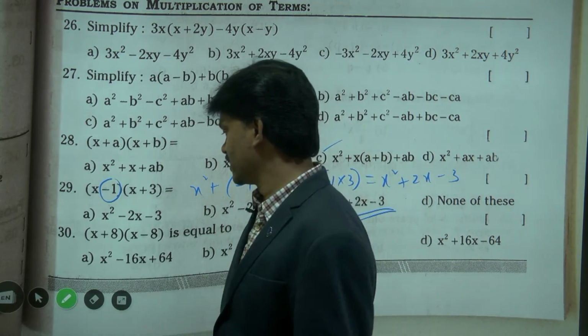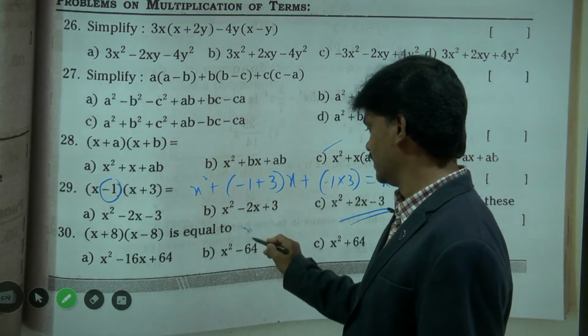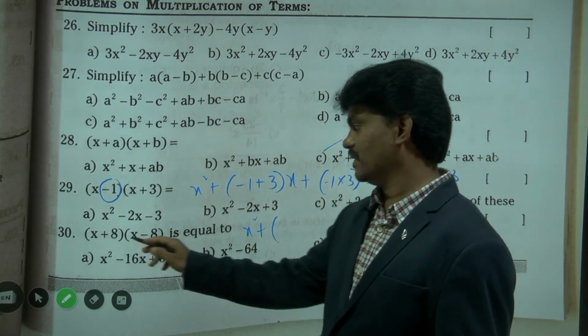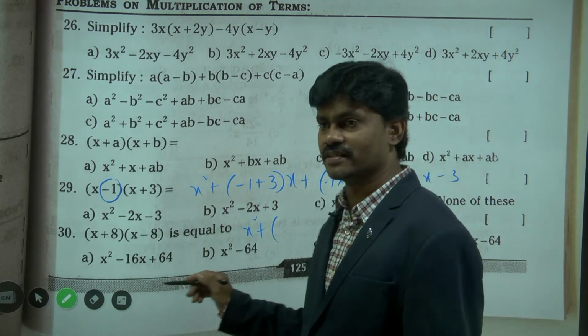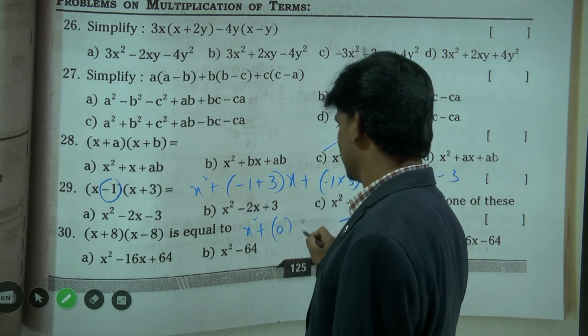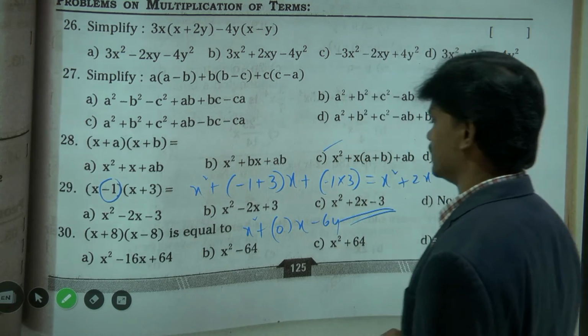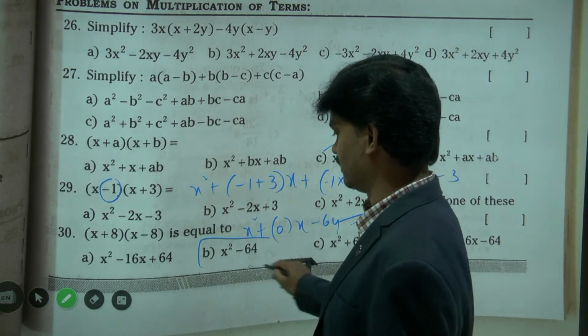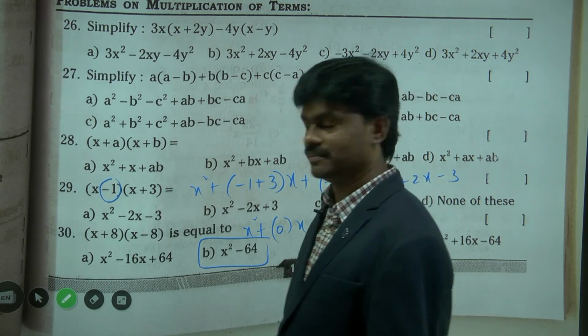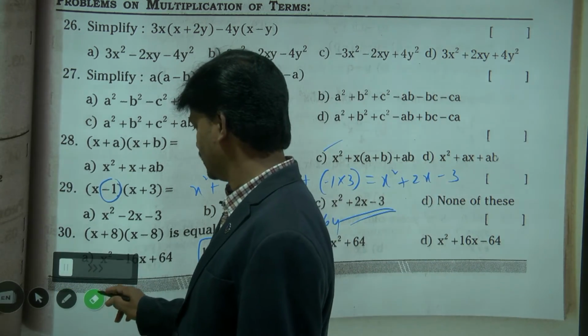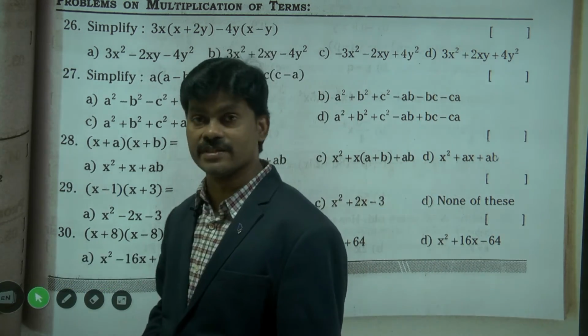X plus 8 into x minus 8. Here x square plus 8 and minus 8. 8 plus 8 minus 8 is 0. 8 8s are 64. X square minus 64 is the correct answer. Right? Next. So here we have done nearly 30 objective.